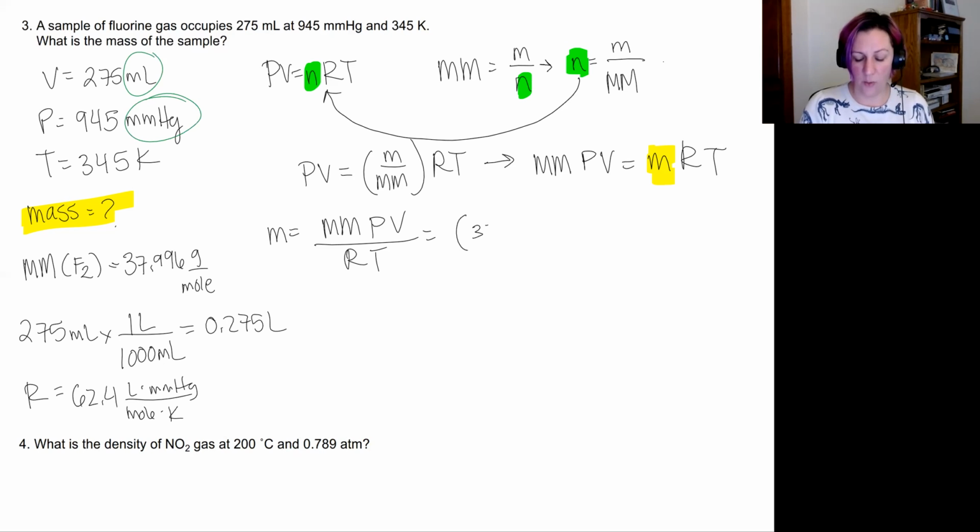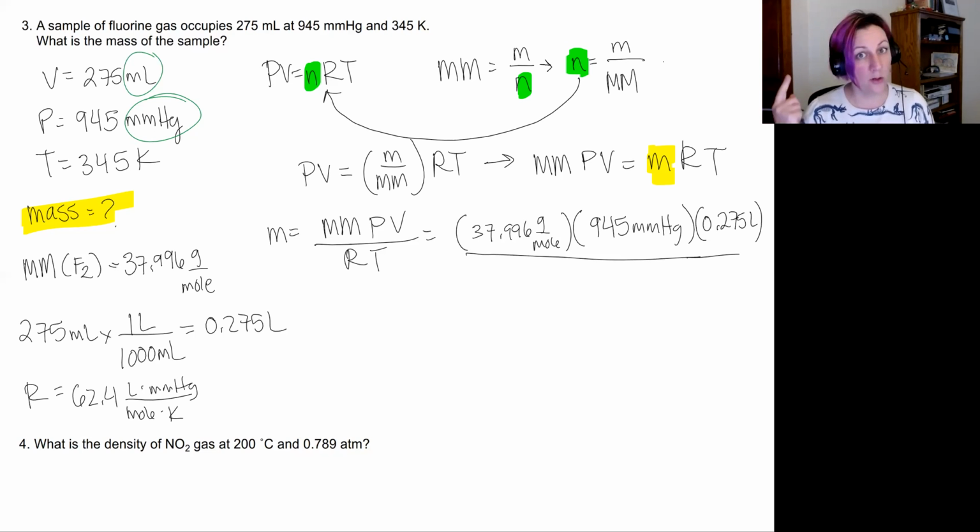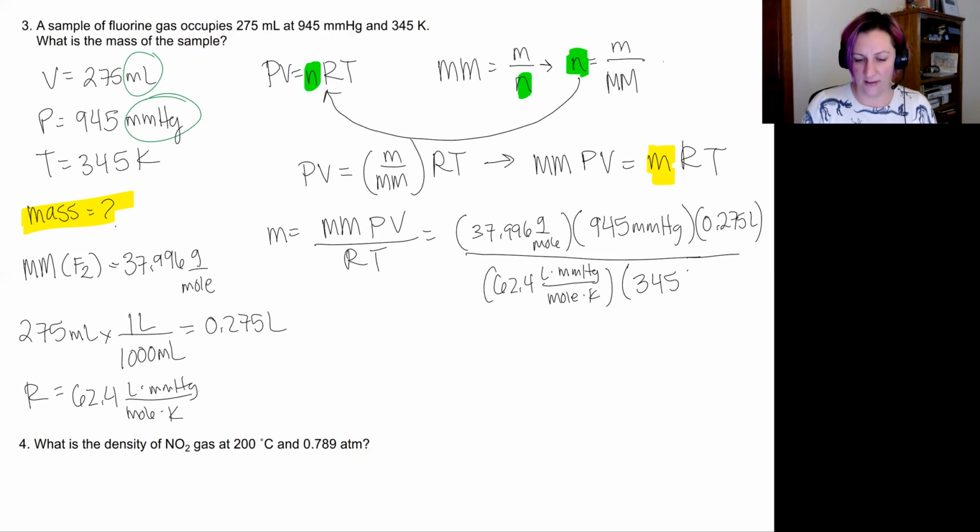So 37.996 grams per mole times my pressure, which is 945 millimeters of mercury, and then times my volume of 0.275 liters. That's all divided by my gas constant using millimeters of mercury for my units. So that's my 62.4 liters times millimeters of mercury divided by mole Kelvin times my temperature, which is going to be my 345 Kelvin. Whew. All right.